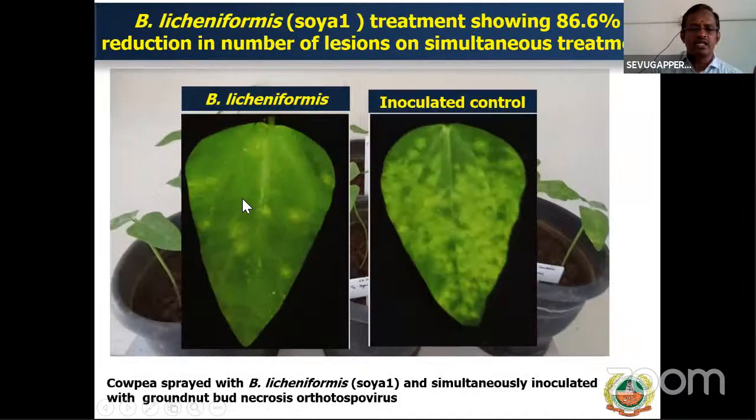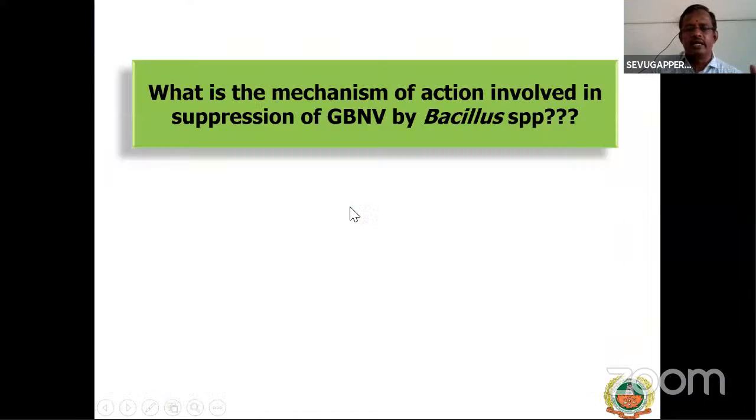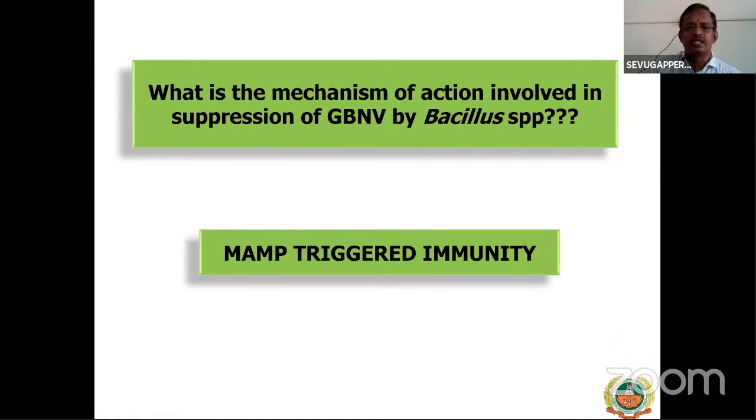In Bacillus licheniformis also, here we can see how the reduction in the number of lesions has been noticed. So what is the mechanism of action involved in suppression? The reason behind this is that a microbe-associated molecular pattern triggered immune response has been noticed.